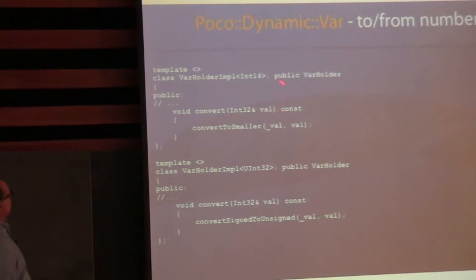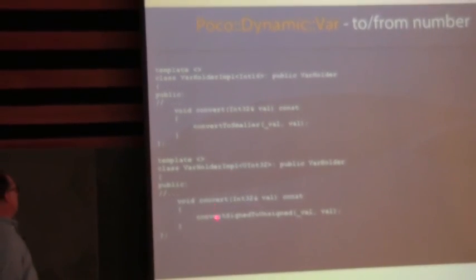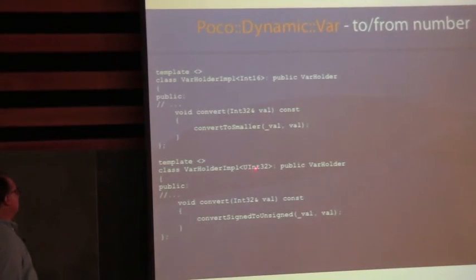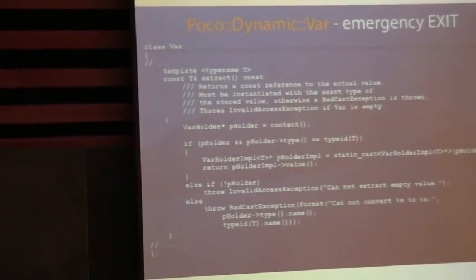This is to and from number, similar thing, 16-bit integer to 32-bit, check for smaller, 32-bit to unsigned 32-bit to signed 32-bit. Again, it will check for conversion. So it does shield the user from all the potential perils that they may get involved with.